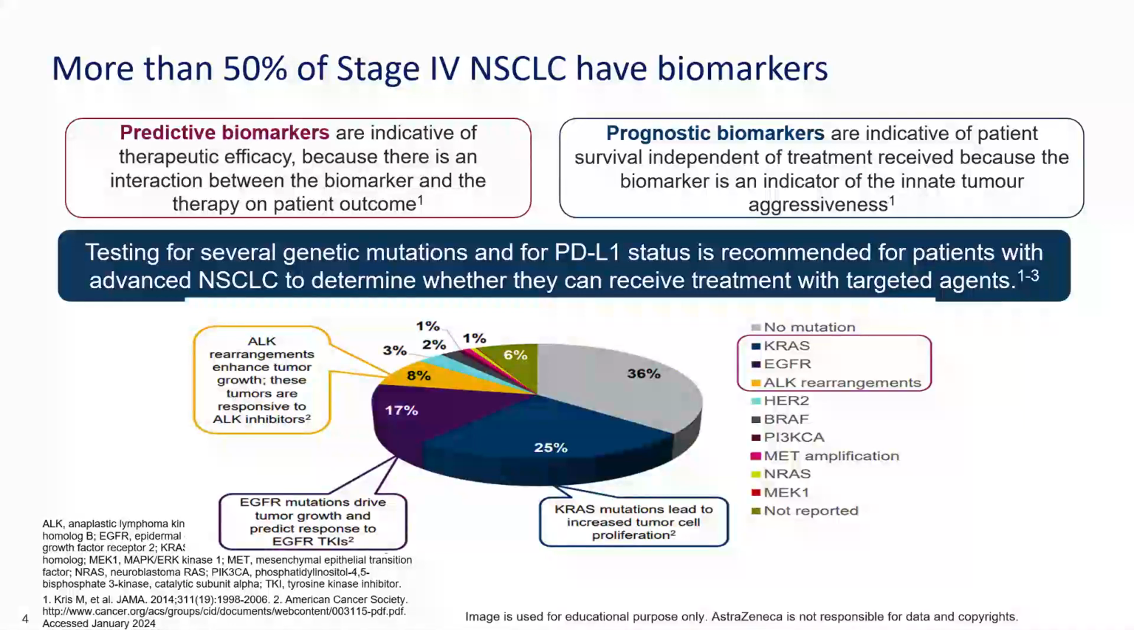So more than 50% of stage 4 NSCLC cancers have biomarkers. Most of the biomarkers, like previously discussed, both solid and liquid, complement each other to detect more biomarkers. Previously, whenever solid testing like NGS missed something, we used to send a liquid biopsy, and there is positivity there.